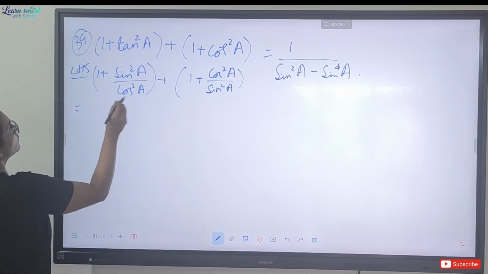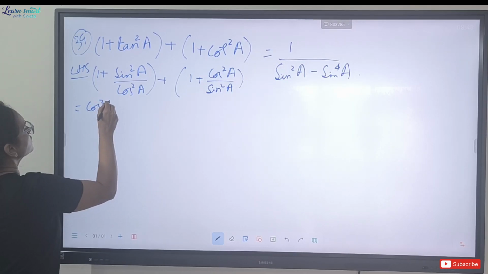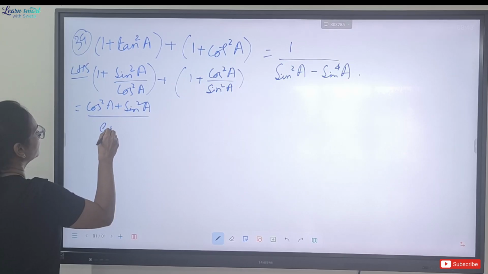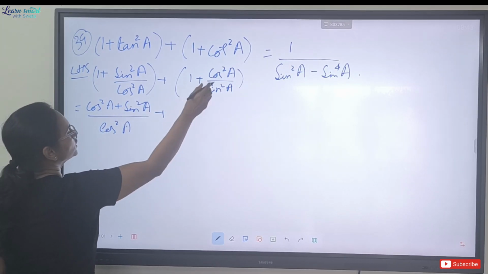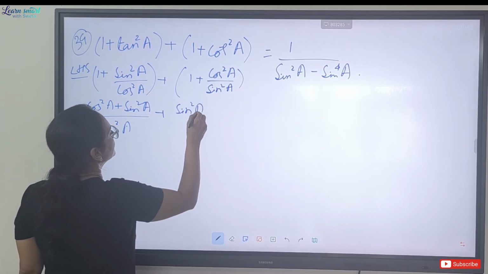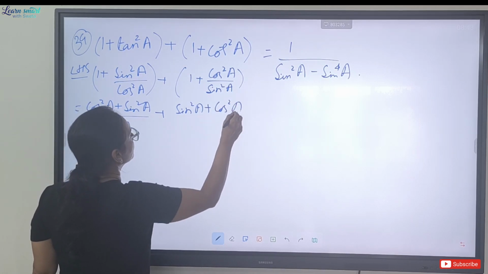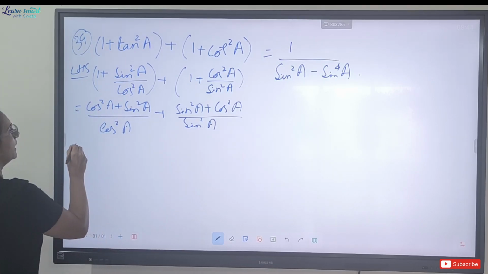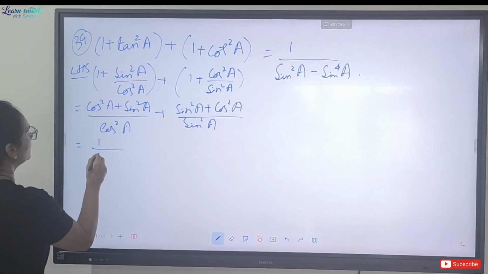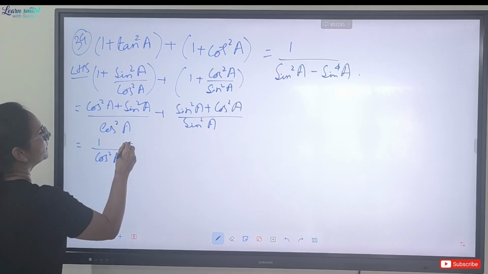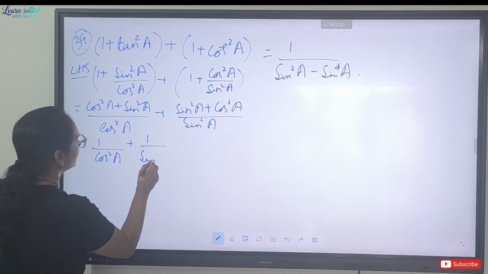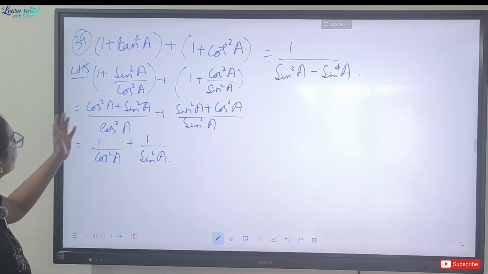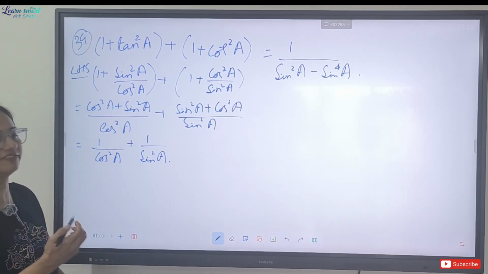Now what? So cos square A plus sin square A upon cos square A. And here sin square A plus cos square A upon sin square A. And here we can write it as 1 by cos square A plus 1 by sin square A. Now let's solve the RHS and then again we'll come back to LHS if we have to solve it further.